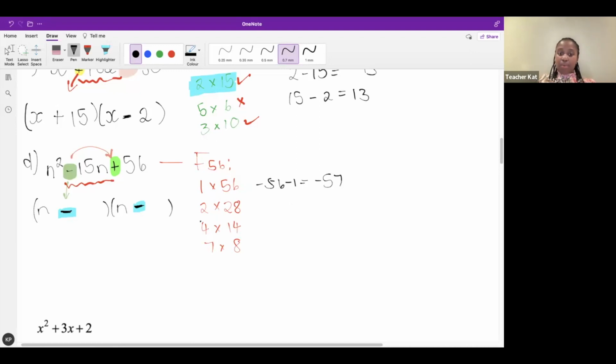Okay, second one, negative 2 minus 28, is that going to give me negative 15? No, this is going to give me negative 30. What about negative 14 minus 4? This is going to give me negative 18. Nicely, Nomta. Negative 7 minus 8, how much does that give me? That gives me negative 15. So my two factors are 7 and 8.